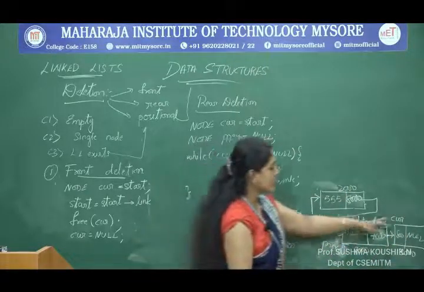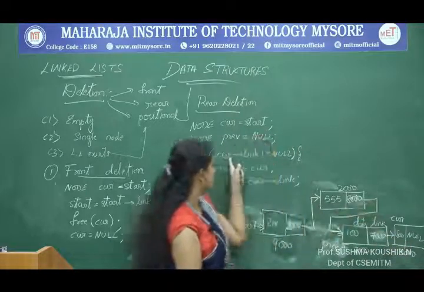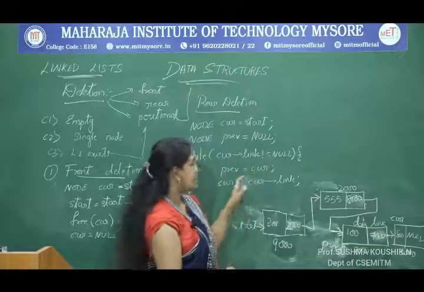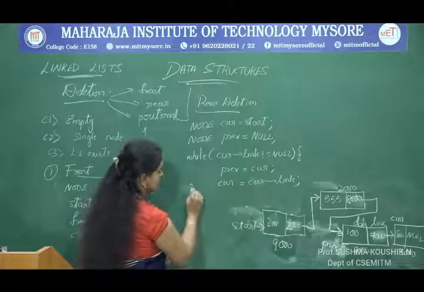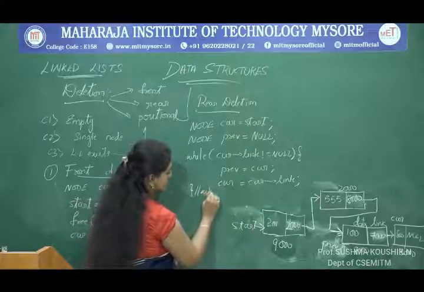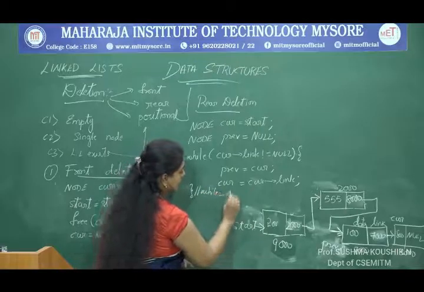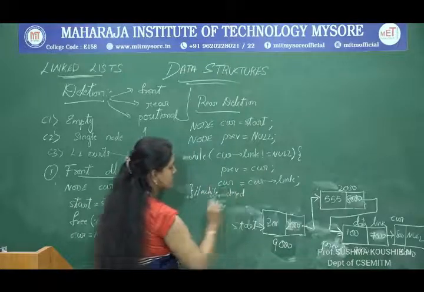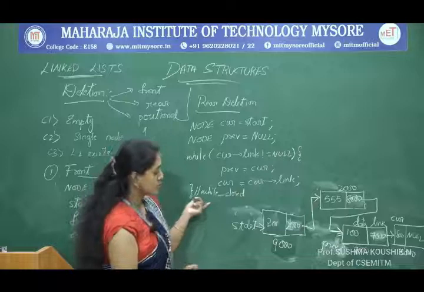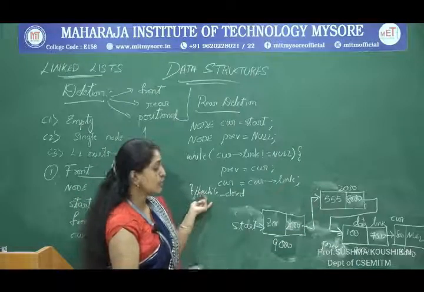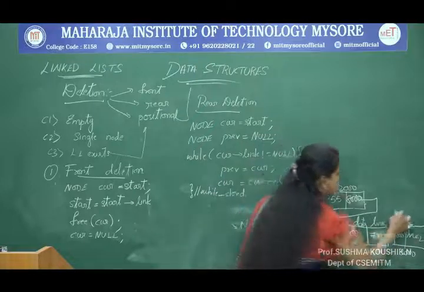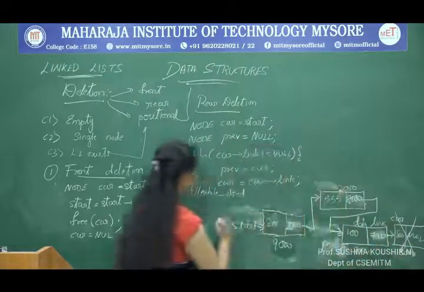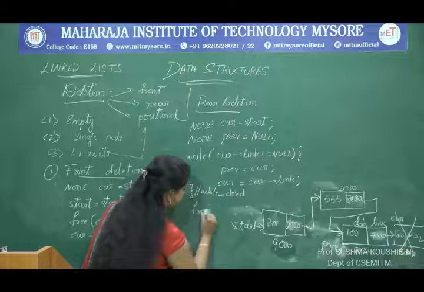Now see, current of link is equal to null. Yes, current of link is equal to null. So we have come outside the while loop. This is where the while closes. Now coming out of this, what are we supposed to do? Two things I have to do. I have to free this last node. We have to delete it. How to delete it? Free current.